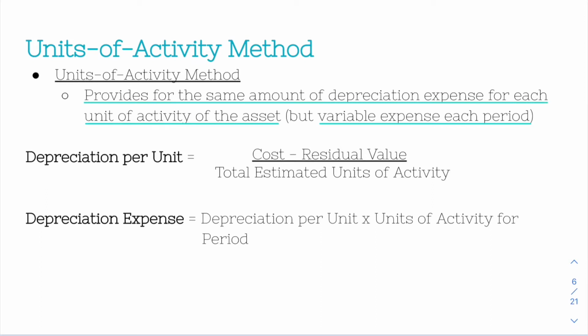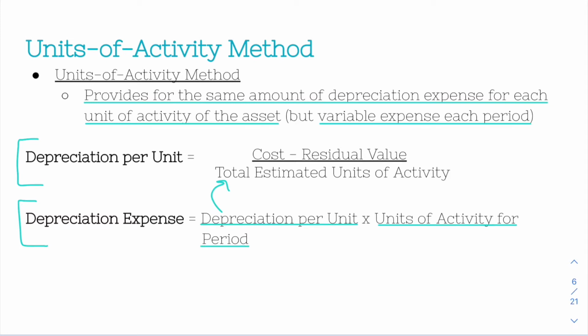How do we calculate this? Well, there's 2 steps here. First is depreciation per unit, and this is pretty similar to the straight line method. Again, you start with your depreciable cost, so that is your cost minus residual value on the top, and now you're dividing it by the total estimated units of activity. So that could be miles if the asset is a truck, it could be hours of a machine, anything like that. And that gets you your depreciation per unit of activity. And then your total depreciation expense is going to be your depreciation per unit, which you calculated up here, times the number of units for the period.